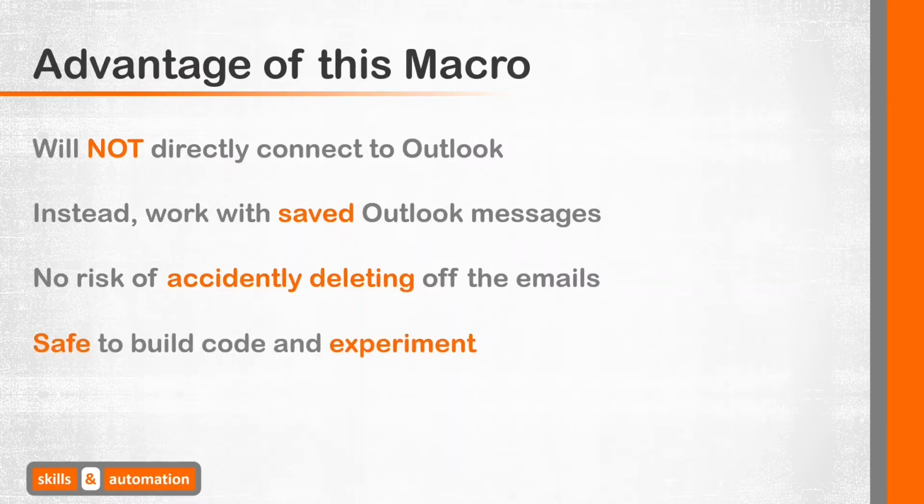Working with offline messages is way safer. These messages are just a copy of the original messages. You can almost stop thinking of them as emails. Rather, just think of them as regular Excel files containing sheets that we are going to loop over.